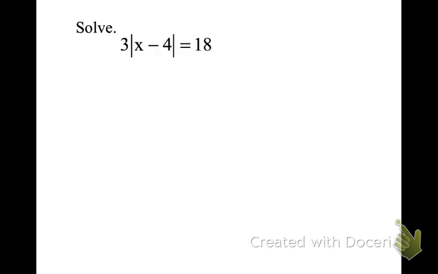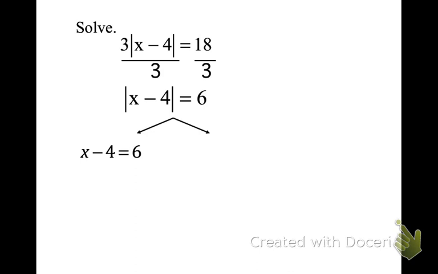All right. So when a number is next to a variable, that means multiplication. Okay. So to get rid of the multiplication, remember, I have to isolate my absolute value. So I'm going to divide both sides by 3. I'm doing the inverse operation. And then I have x minus 4 inside the absolute value. Don't confuse that. Now we have to branch. x minus 4 equals positive 6, and x minus 4 equals negative 6.